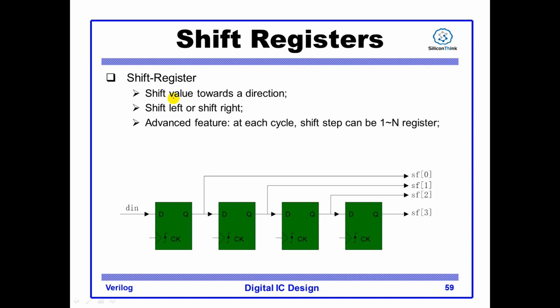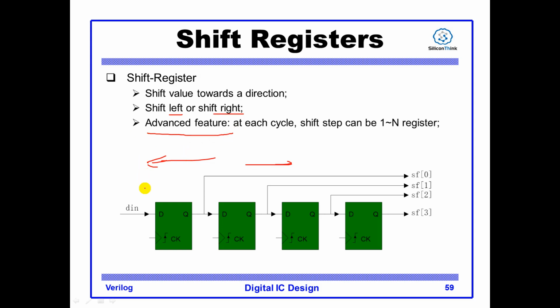So we can shift values towards one direction, right or left. This depends on the connection of your circuit. So you can shift in one direction, left or right, and there you can have some advanced features.